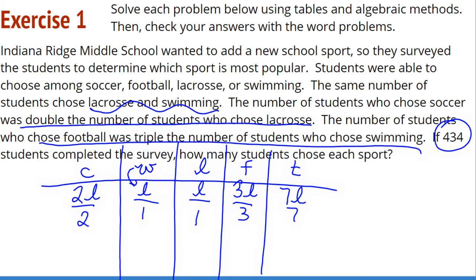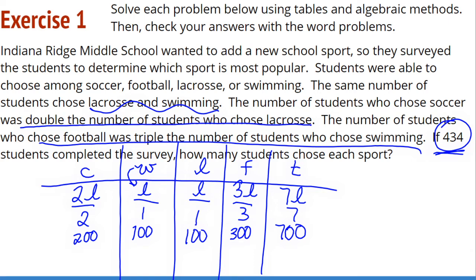As I look at this, if I drop in 100, it's going to be just a little bit too big. If I put in 100 people picked lacrosse, that's 100 people who picked swimming, that's 200 who picked soccer, and that's 300 who picked football, and that's 700 total students. That's not going to work because only 434 students answered this survey. So I need to use a number smaller than 100.